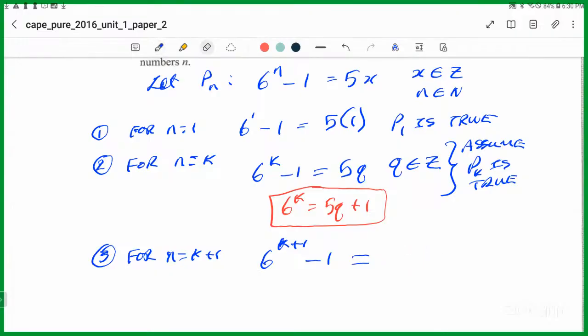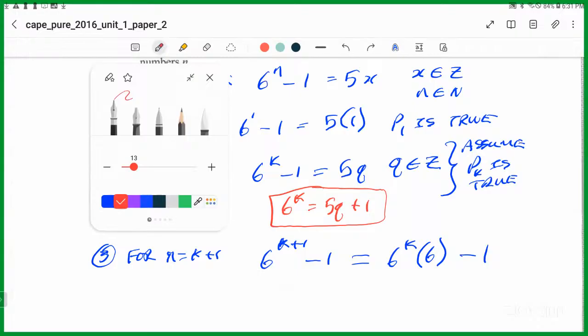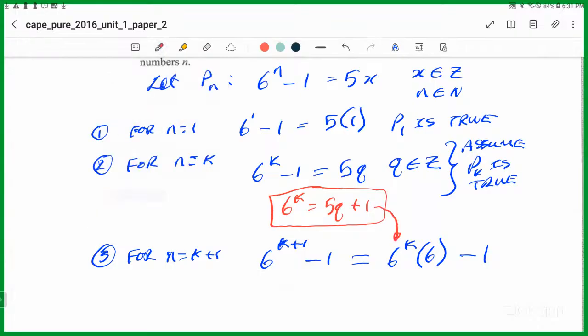That's what you're trying to do now: you're looking for this expression in here, which is the same as 6 to the k times 6. That's what this is, right? 6 to the k times 6 to the 1. You can write it as 6 to the k times 6 minus 1. And then what we can do now is take this and substitute for the 6 to the k right here. And that's how we make the substitution. This is going to replace this 6 to the k. And so it becomes equal to 5q plus 1 times this 6 out here, minus 1.